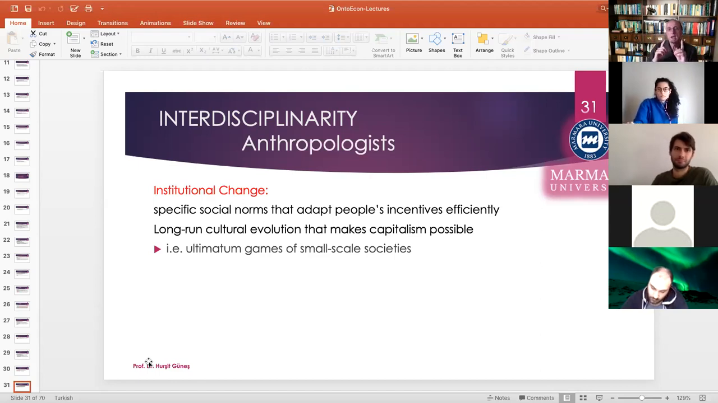Even in the ultimate games, social norms are very important. They determine what the reaction is going to be. Now, the second thing is, capitalism worked until today. How did it survive until today? Now, the long-run cultural evolution, in the sense that adaptation of societies made capitalism work.